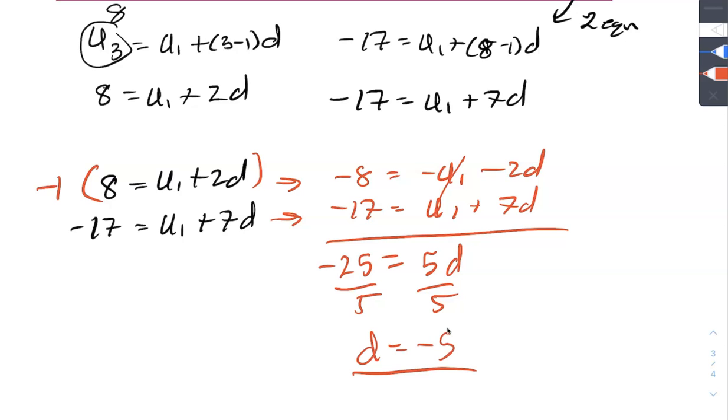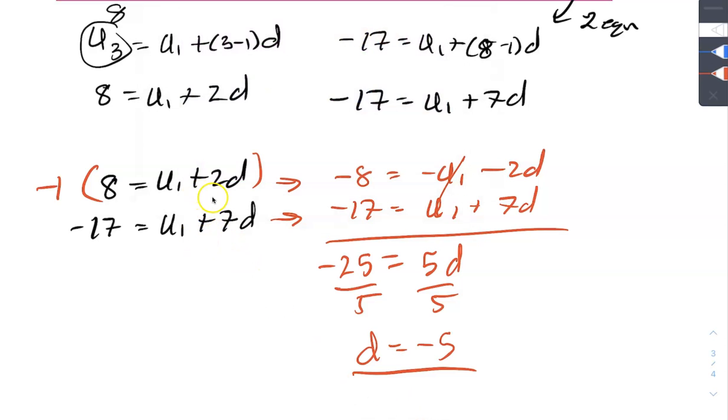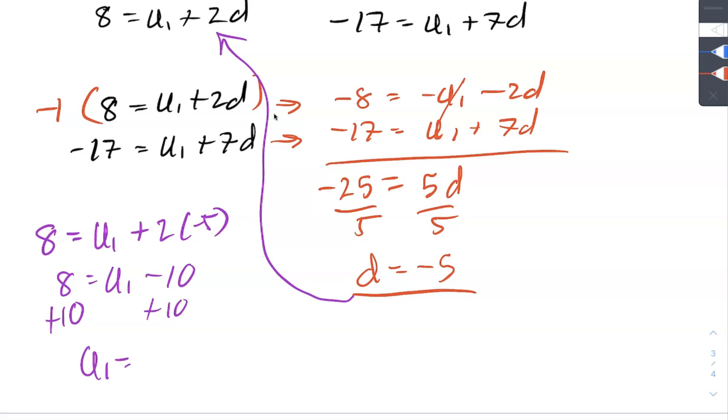Like with every two equations and two unknowns, once you get one variable, don't forget to solve for the other one. You can go back and plug this into any one of these equations to solve for it. I'm going to use the one that looks more basic. So I get 8 equals u1 plus 2 times negative 5. So 8 equals u1 minus 10. Add 10 to both sides, and I get u1 equals 18.